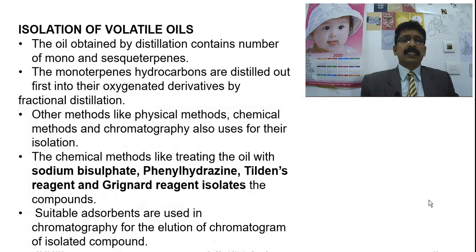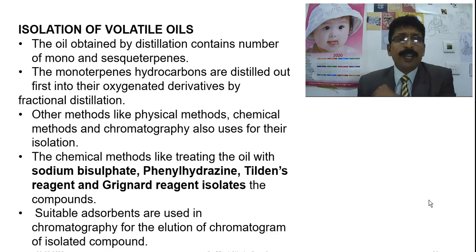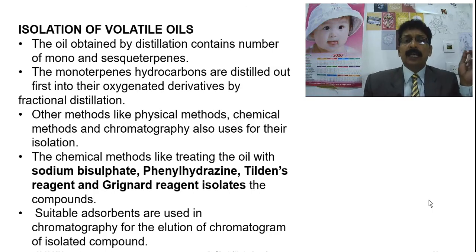After separation as extraction, the oil obtained by distillation contains a number of mono- and sesquiterpenes, as we told you; they are made up of terpenes. The monoterpene hydrocarbons are distilled out first, followed by their oxygenated derivatives, by fractional distillation. Other methods like physical methods, chemical methods, and chromatography are also used for this isolation. The chemical methods treat the oil with reagents like sodium bisulfite, phenyl hydrazine, Tilden's reagent, and Grignard reagent to isolate the compounds.